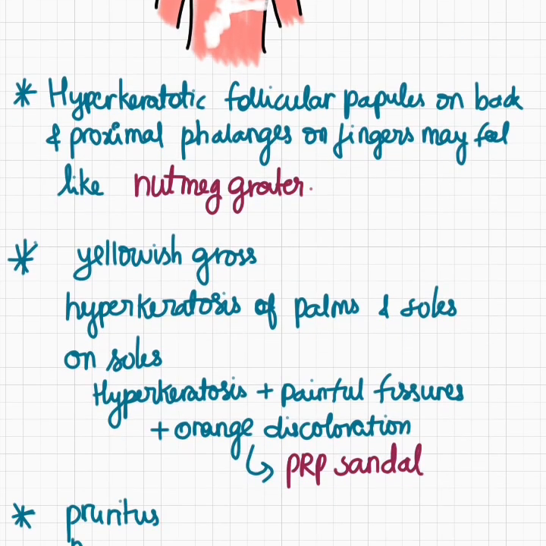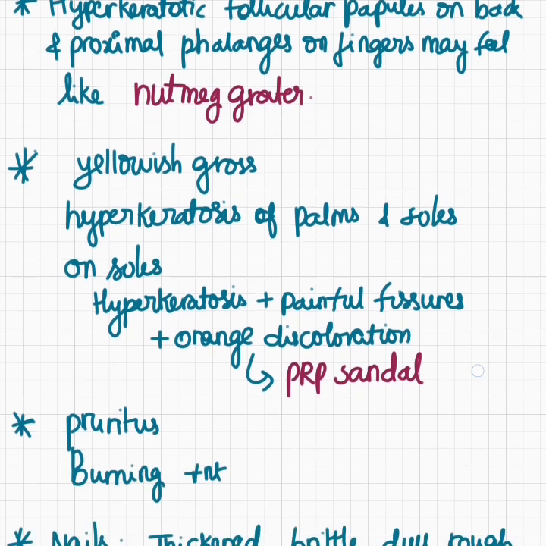Hyperkeratotic follicular papules on the back and proximal phalanges of the fingers may feel like a nutmeg grater. Yellowish gross hyperkeratosis of palms and soles is seen, that is palmoplantar keratoderma is seen, and this hyperkeratosis with painful fissures and orange discoloration is called the Pityriasis rubra pilaris sandal or the PRP sandal.